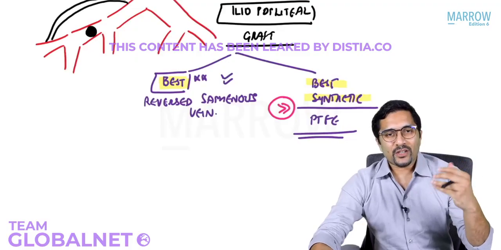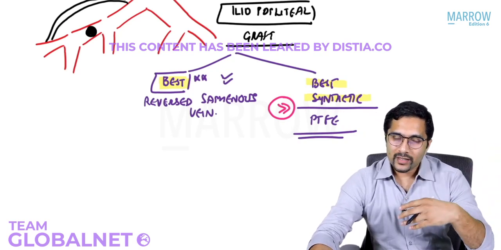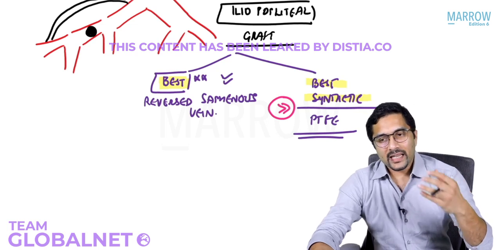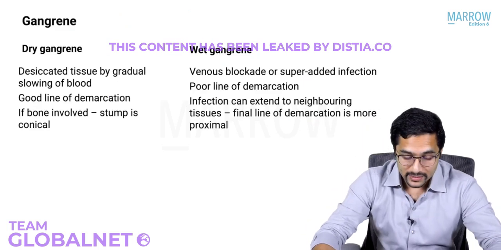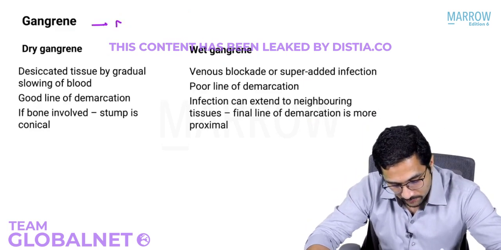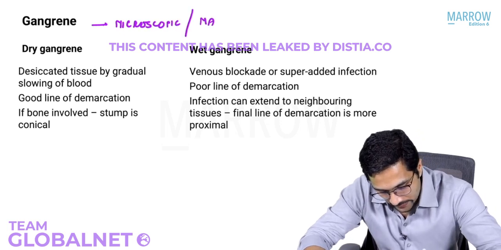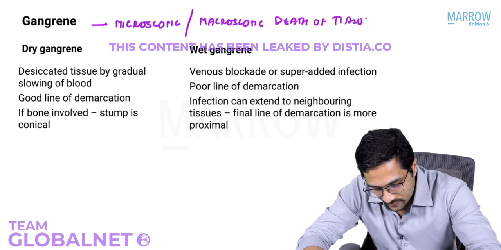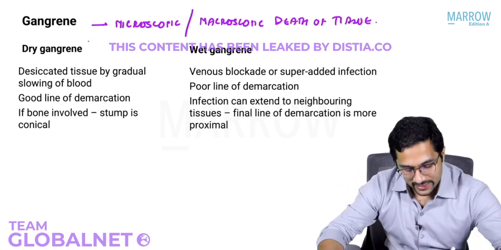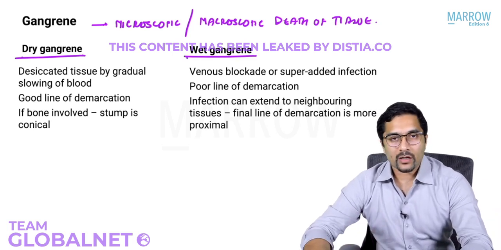So this was the management of Buerger's disease and atherosclerosis, and we've spoken about acute arterial occlusion and chronic arterial occlusion. We've discussed that if we don't intervene on time or if the patient comes late, the patient is going to develop gangrene. Gangrene is when there is microscopic and macroscopic death of tissue. That is gangrene. And gangrene can either be dry gangrene or it can be wet gangrene. Let me show you the images and then we'll talk about the differences.